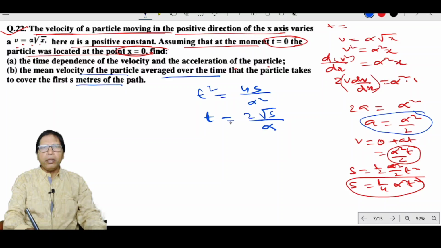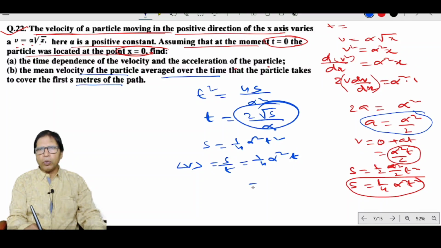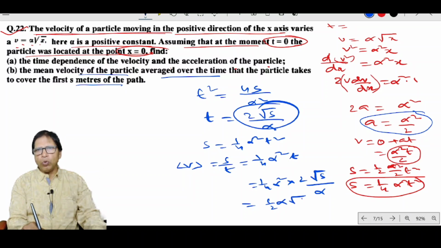No problem. Therefore here s is 1 by 4 alpha square t square. So the mean velocity equals s by t, which is 1 by 4 alpha square t. Now put the value of t here. So this is 1 by 4 alpha square, and t is 2 into root under s by alpha. So this is 1 by 2 alpha into root s, the mean velocity.